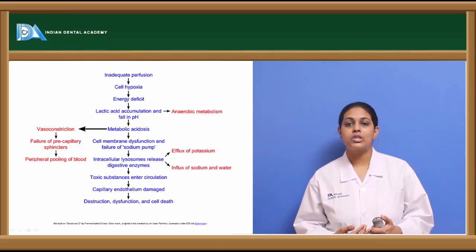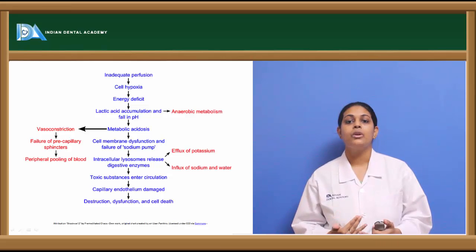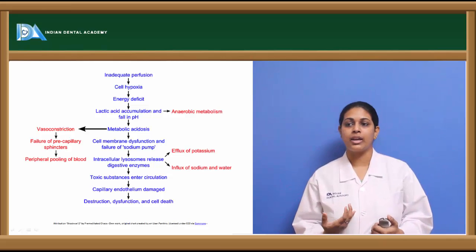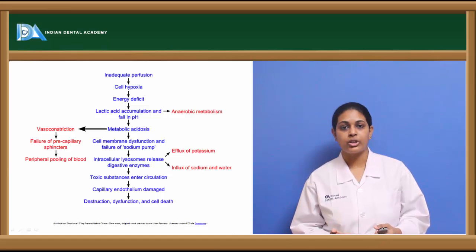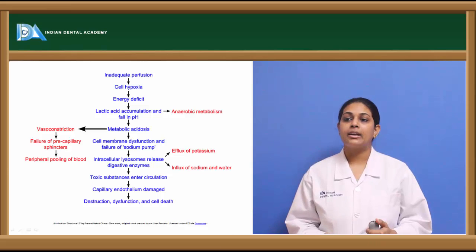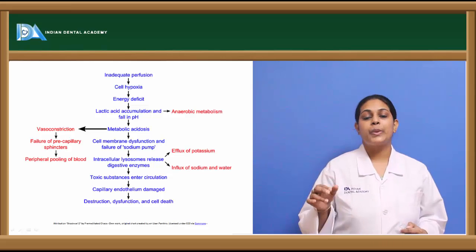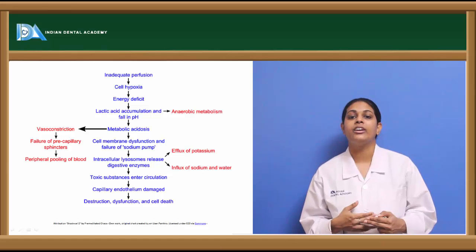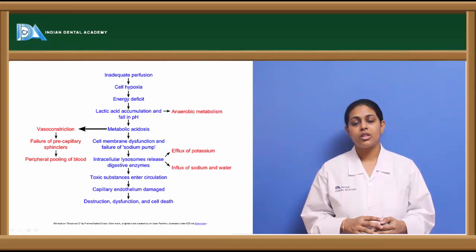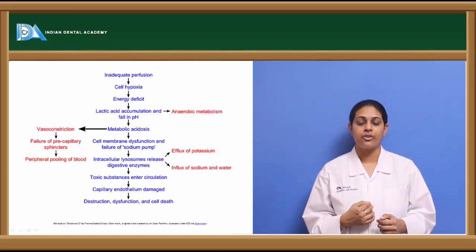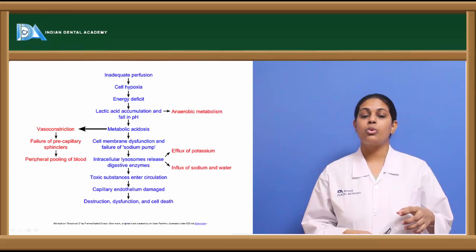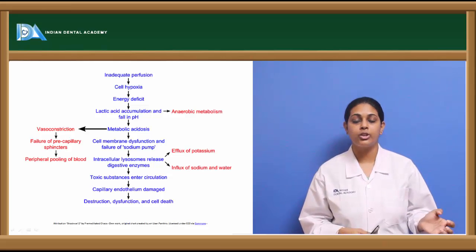This metabolic acidosis is also one of the compensatory mechanisms where it tries to cope up with the losses of oxygen as well as energy by causing vasoconstriction, and this vasoconstriction in turn will cause the failure of the precapillary sphincters, that is the sphincters which are seen at the edges of the capillaries, which help in passing of the blood during conditions of shock, and thereby there will be peripheral pooling of the blood. So this is what we see when the metabolic acidosis is in progress.